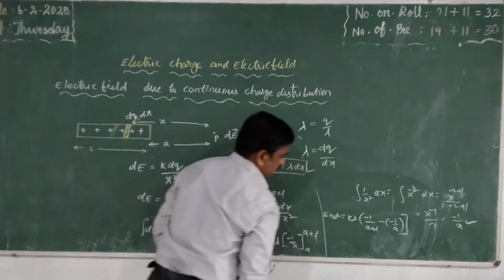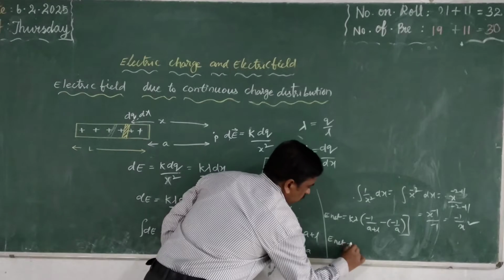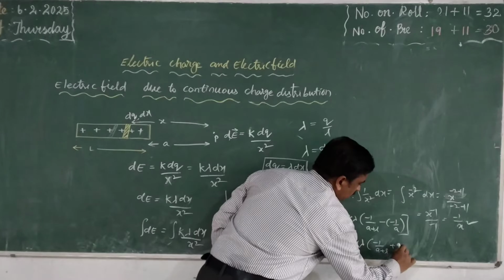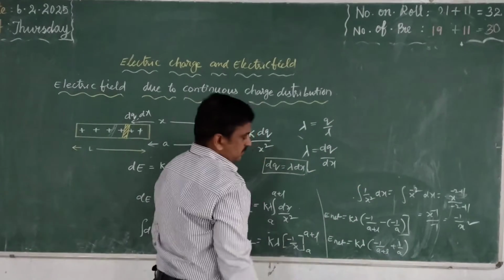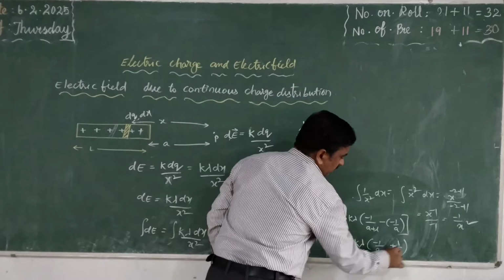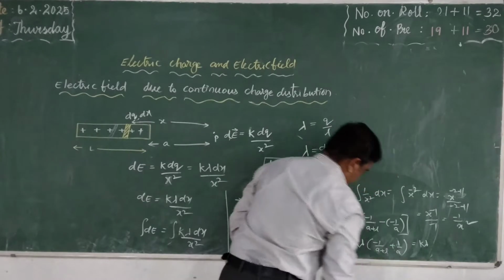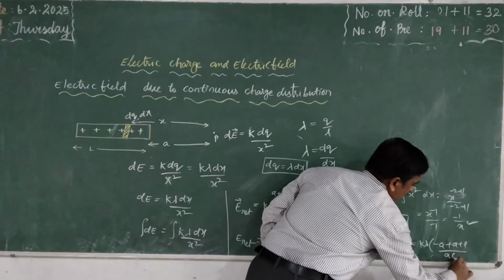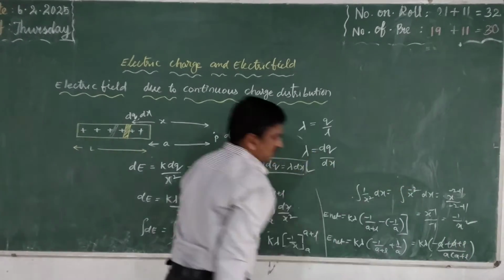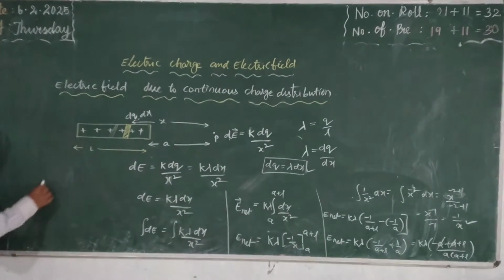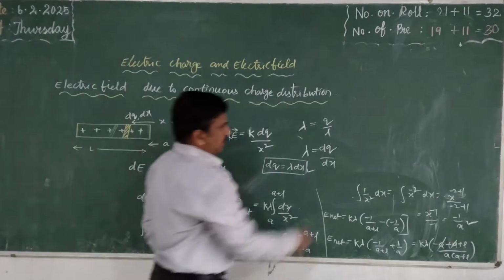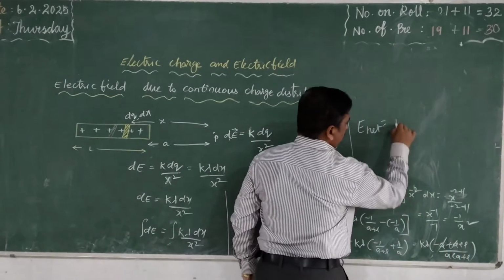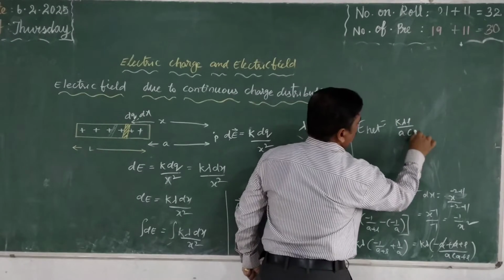So what we can write now here, E net equal to k lambda into (minus 1 by a plus l plus 1 by a). See here LCM, here minus a, here a plus l. So k lambda into (minus a plus a plus l) by a into a plus l. See, minus a cancels. What we get finally, E net equal to k lambda L by a into a plus L.